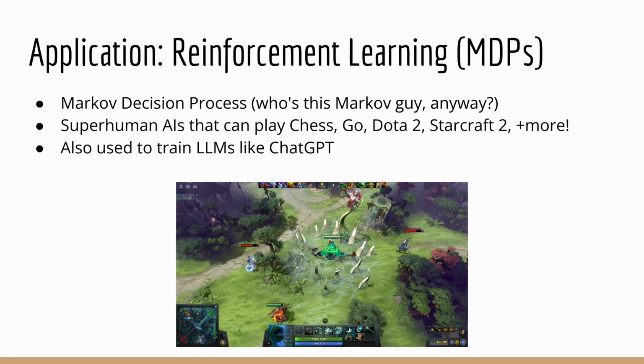Another popular probabilistic model is the Markov decision process, the foundation of modern reinforcement learning. This powers superhuman AIs that can play chess, Go, and computer games like Dota 2 and StarCraft 2. Reinforcement learning is also used to train modern AIs like ChatGPT.